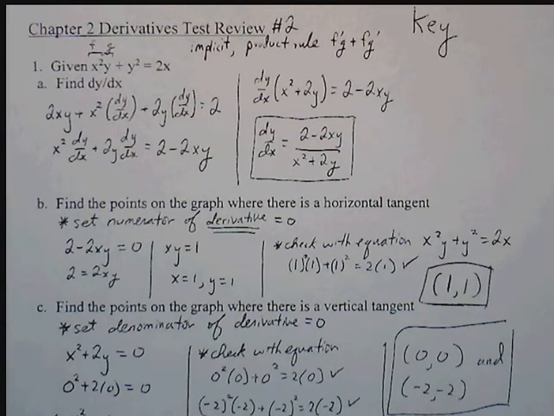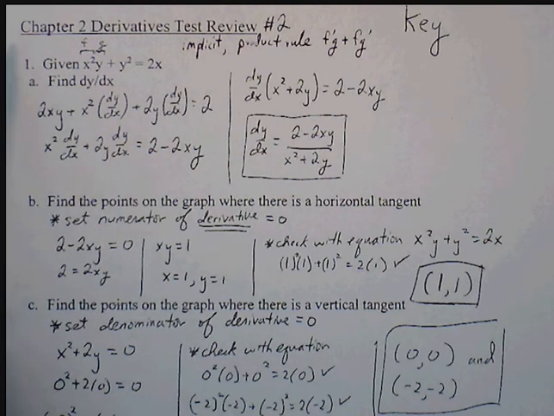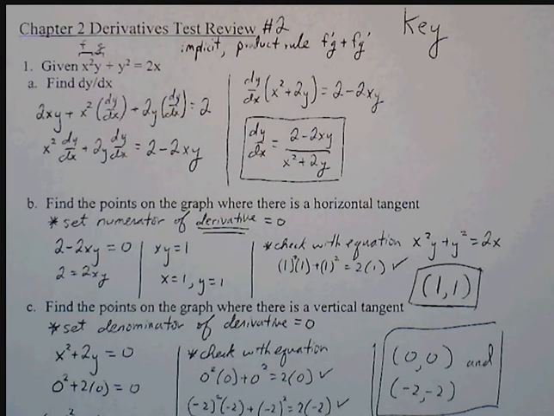This is the Chapter 2 Derivatives Test Review, number 2, the second test review worksheet here. All right, number 1, given x squared y plus y squared is equal to 2x, find dy dx. Notice that this is not going to be a function. The x and y's are mixed together, so we have to use implicit differentiation.